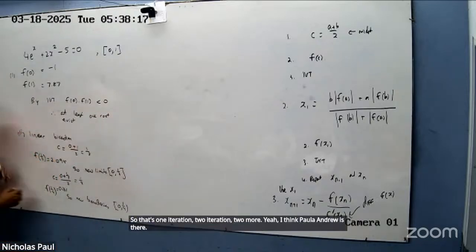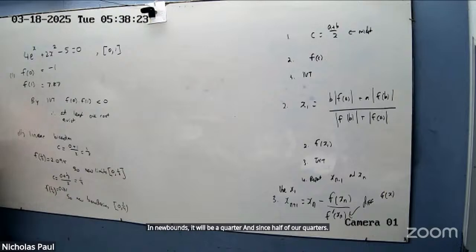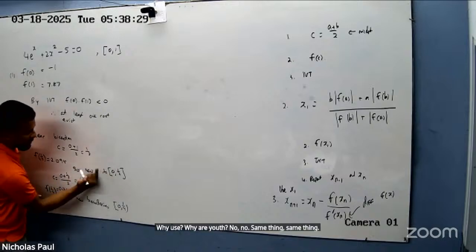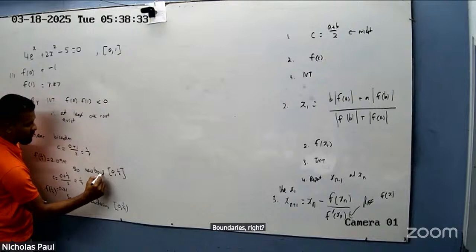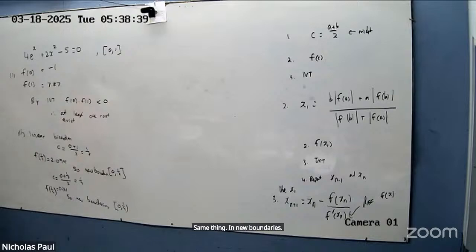The new boundaries will be a quarter, and since f of a quarter... Same thing, the new boundaries. Go again and you'll follow what to do. Find the next two iterations. Any questions online?